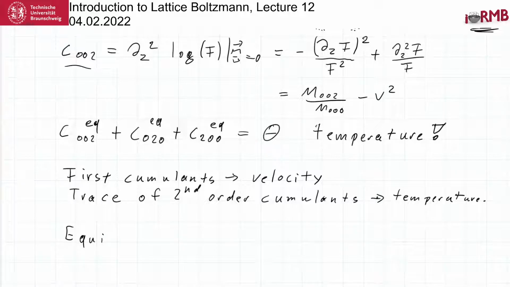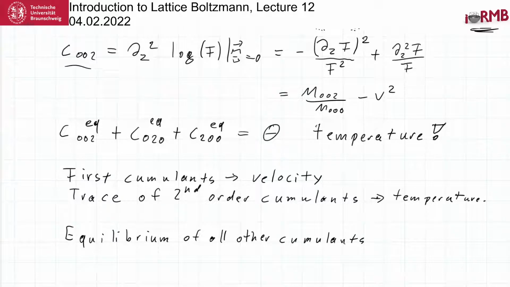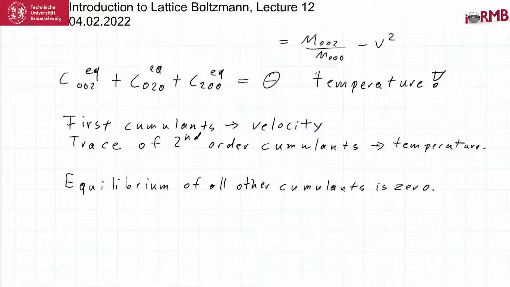Well, the other guys disappear. The equilibrium of all other cumulants is 0. Okay, so we started up with something extremely abstract, and we ended with something pretty intuitive, velocity and temperature, and basically nothing else.